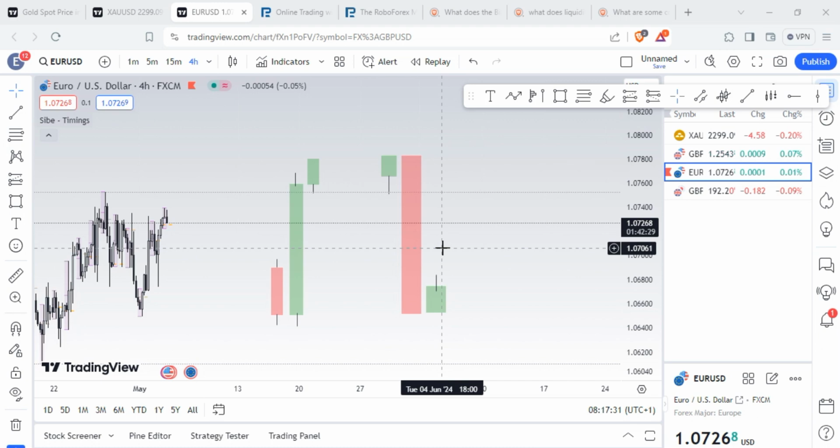I'm sure most of you, if not most of you, then some of you, have heard the term imbalance, inefficient price action, IPA, stuff like that. You get it? It's quite simple. Or FVG, fair value gap. All those things just mean that the market is imbalanced.